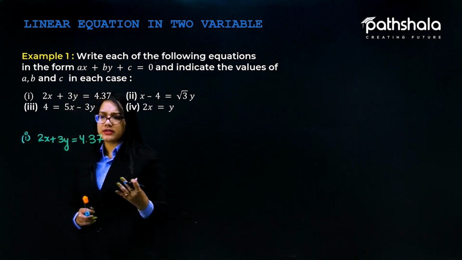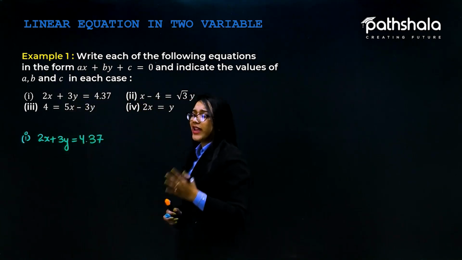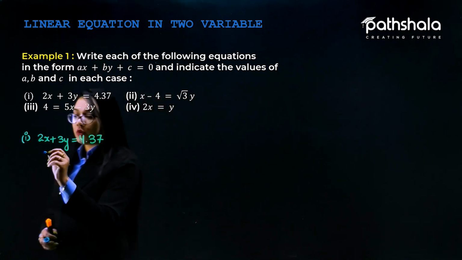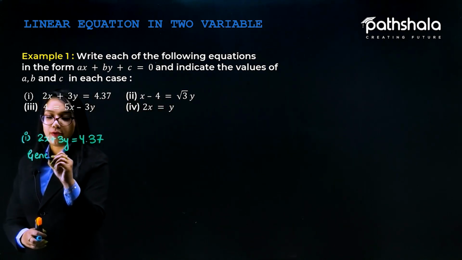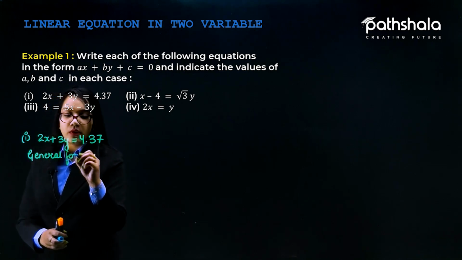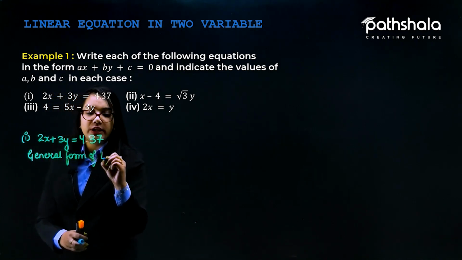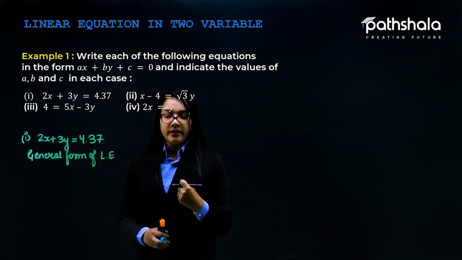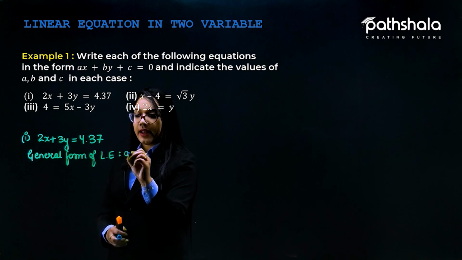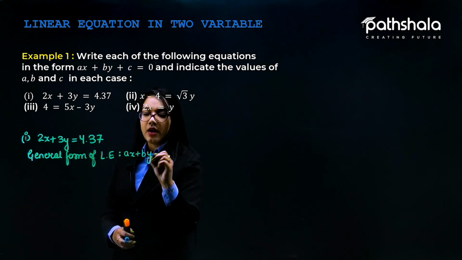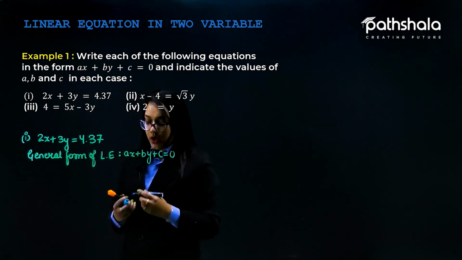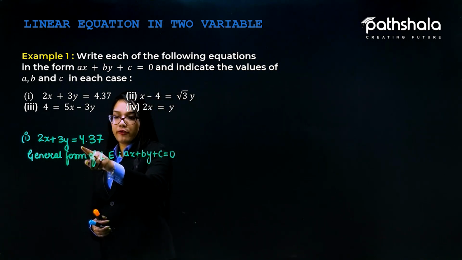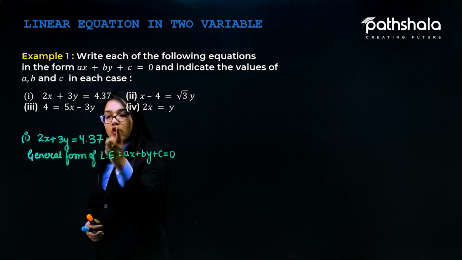We have to express this particular situation into the form of ax plus by plus c is equal to 0. As we know, the general form of the linear equation is nothing but ax plus by plus c is equal to 0. So it means that we have to take the constant, that is this particular 4.37, towards the other side.